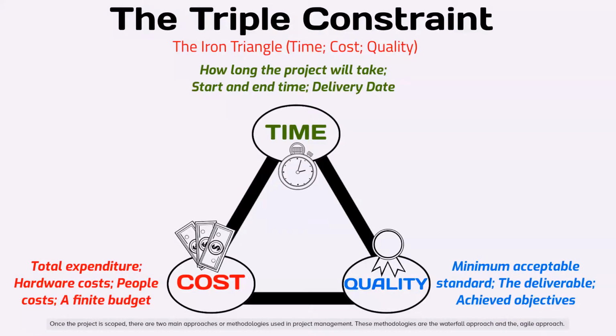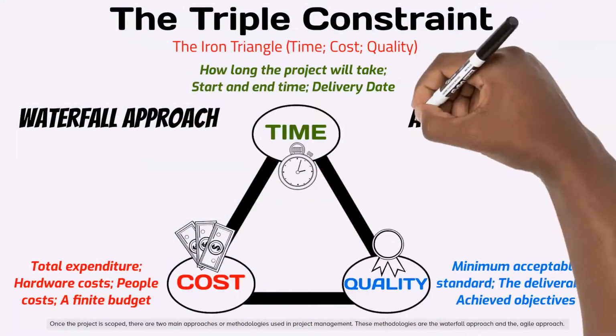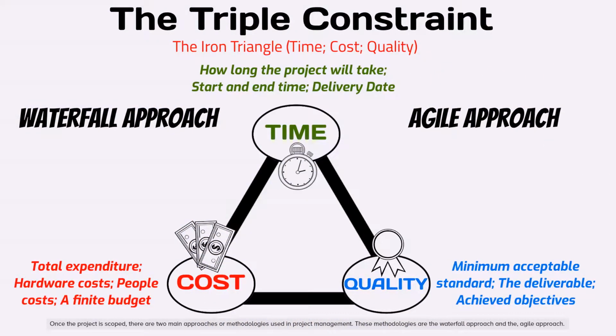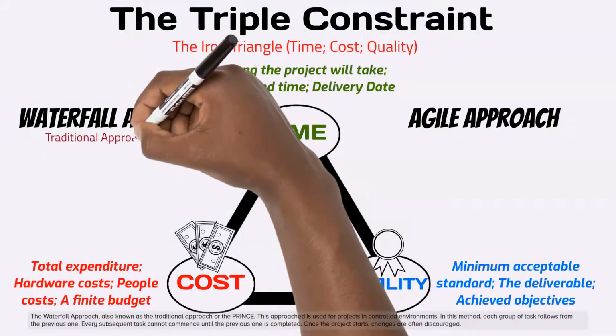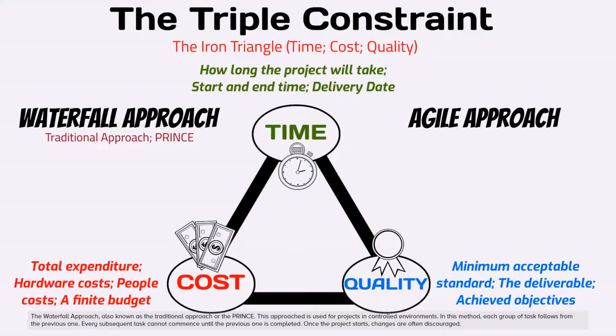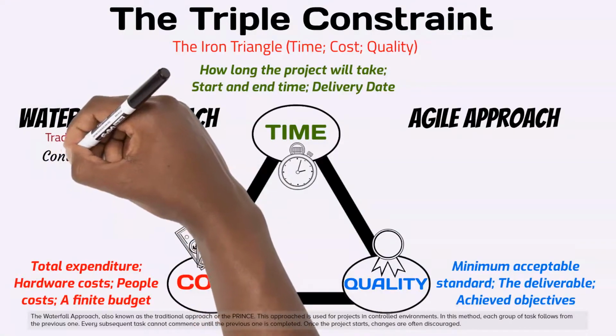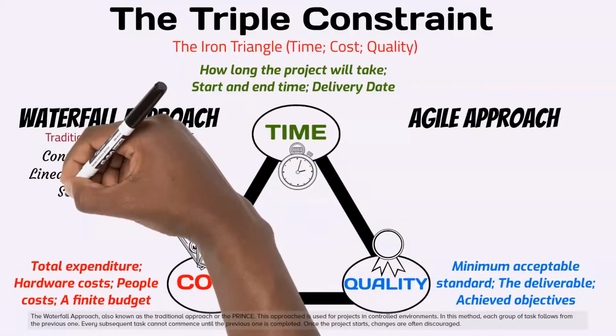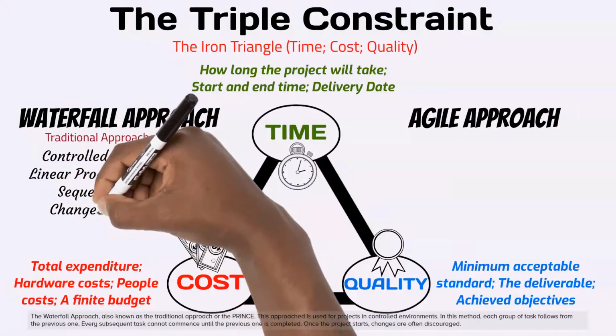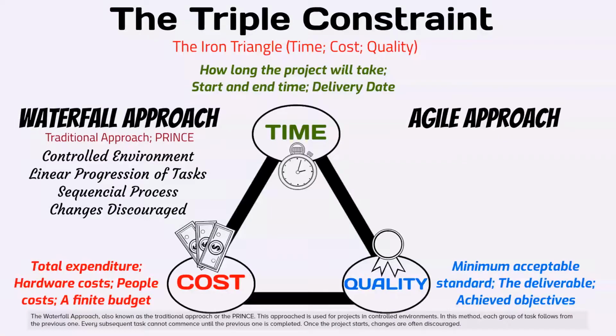Once the project is scoped, there are two main approaches or methodologies used in project management. These methodologies are the waterfall approach and the agile approach. The waterfall approach, also known as the traditional approach or the PRINCE. This approach is used for projects in controlled environments. In this method, each group of tasks follows from the previous one. Every subsequent task cannot commence until the previous one is completed. Once the project starts, changes are often discouraged.